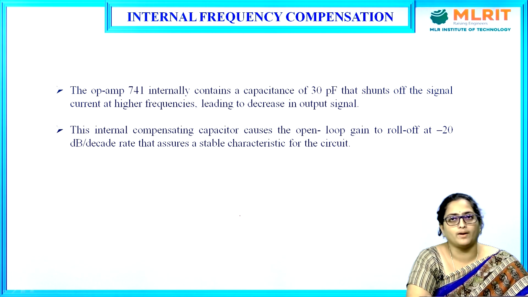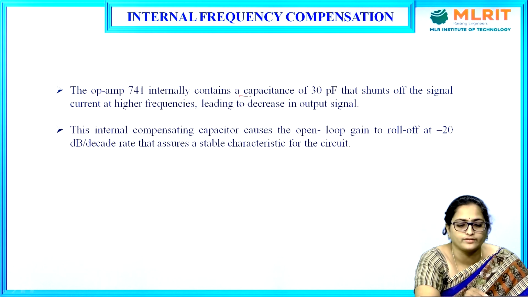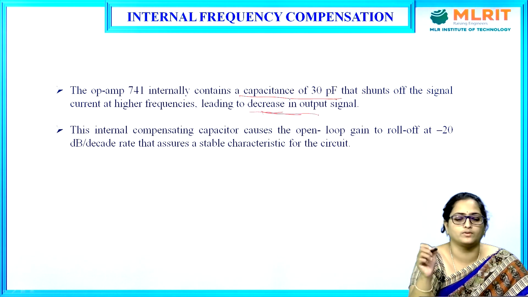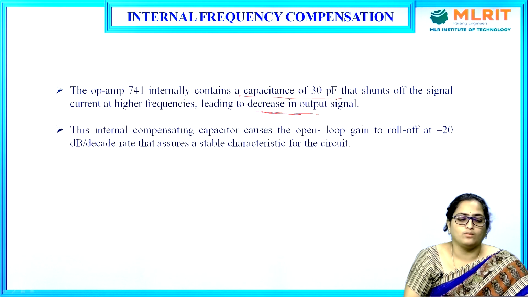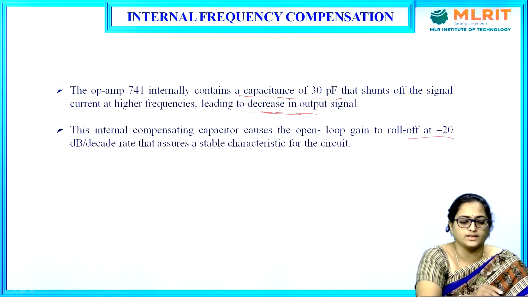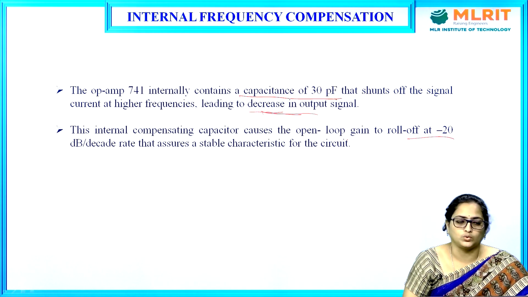Generally for an op-amp, IC741 has an internal capacitor of 30 picofarads which tries to reduce the noise in output signals. The internal compensating capacitor causes the open loop gain to roll off at minus 20 dB per decade, which ensures stable characteristics for the circuit.